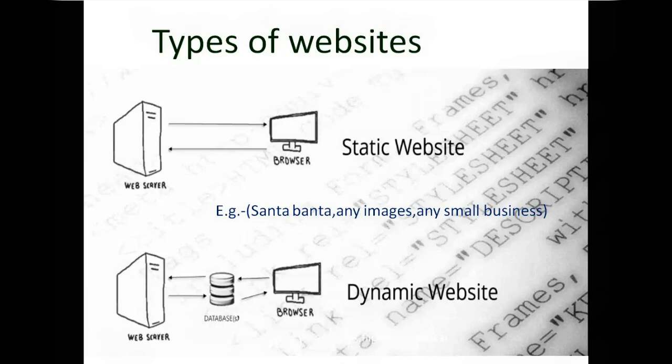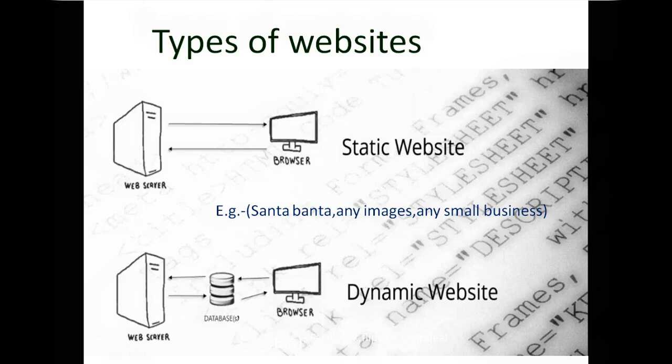Next is what are the different kinds of websites. There are mainly two kinds of websites: static and dynamic websites. A static website is a website which is not related to databases, which only provides information. It doesn't have any backend. It does not interact with the user.